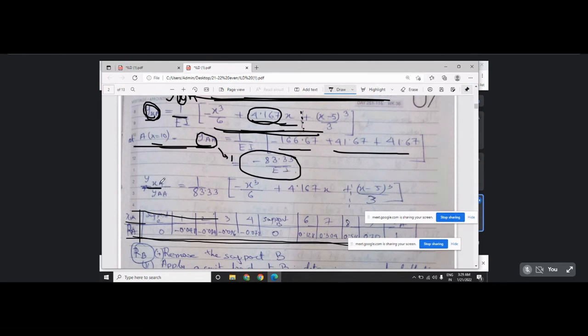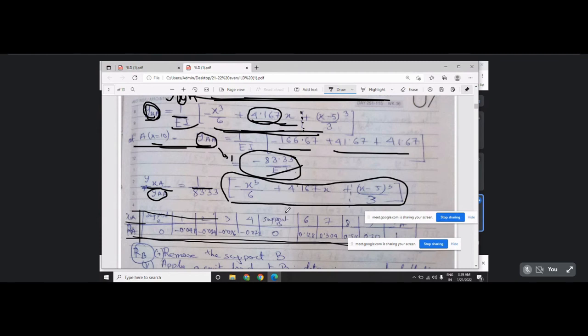5 centimeter for how much, then for 1 centimeter how much will it be? You just have to divide it because you have to convert it into unit. YA has to be brought to unit, it should be 1. So if you divide it, you get 83.33 and EI cancels out. Okay, so this is the simplification.